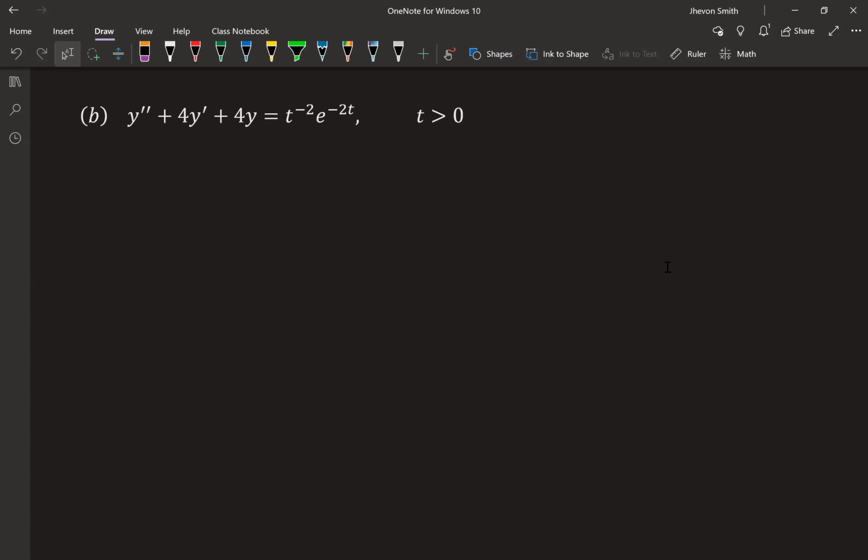YH, how do I find YH? What comes up? Characteristic equation, what is it here? Right, you're going to have r squared plus 4r plus 4 equals 0. What does that solve to become?